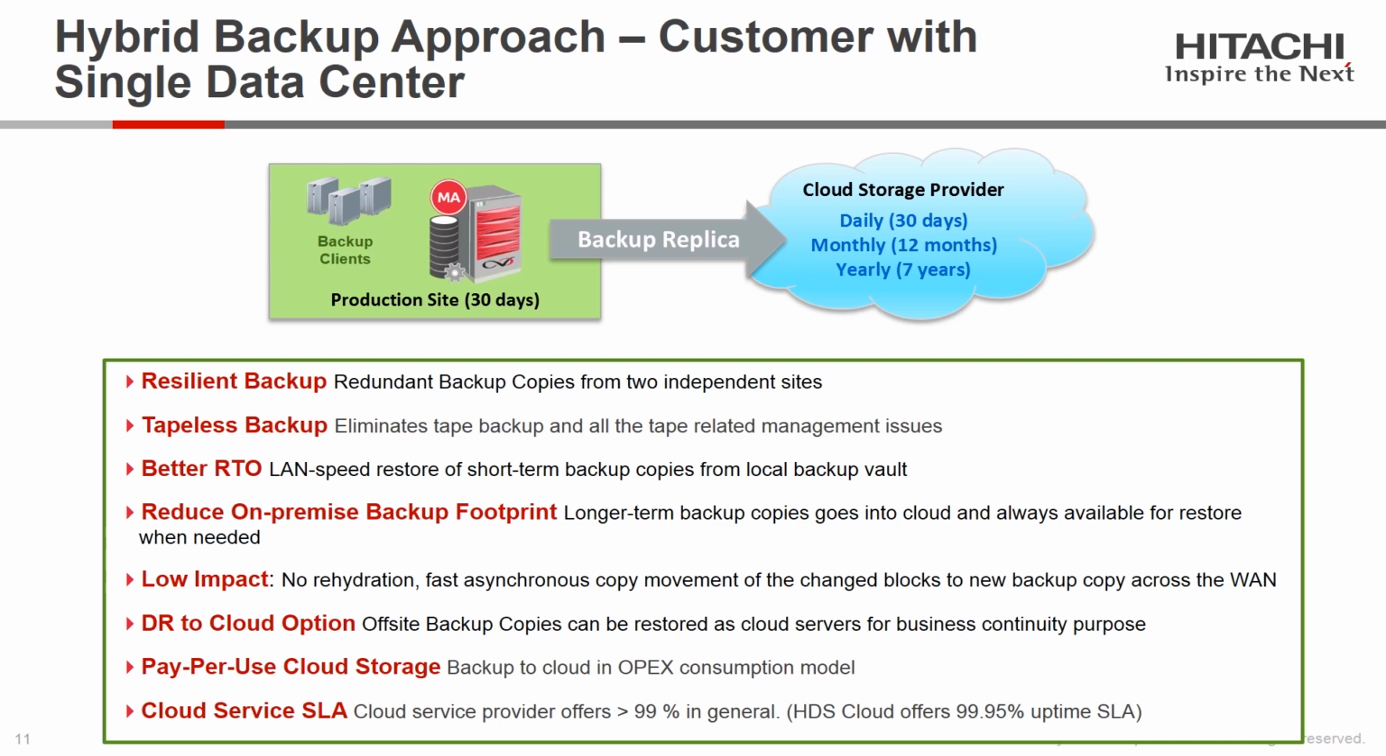Optionally, customers would like to keep a secondary off-site copy of their daily backup in the cloud for DR considerations. In case something bad happens to their production environment, their recent off-site backup copies can be restored as cloud servers in the service provider cloud when needed. HDS Online Backup Service is an example of a solution capable of providing such a feature.